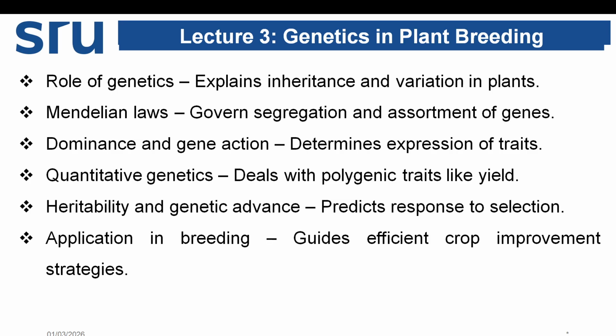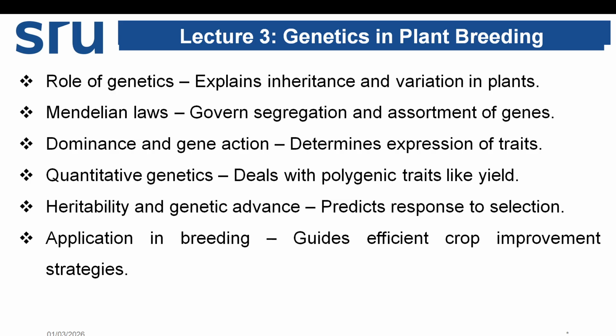Our next lecture, lecture 3, includes genetics in relation to plant breeding. In that, first we will see the role of genetics in plant breeding. Here we will see the inheritance and variation in crop plants. After that we will see the Mendelian laws, which govern the segregation and assortment of genes. Then next we will see dominance and gene action, which determine the expression of the traits.